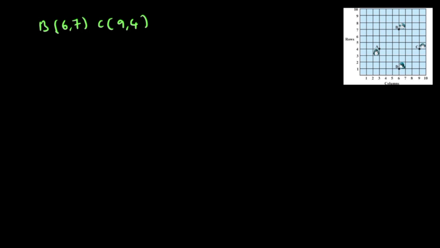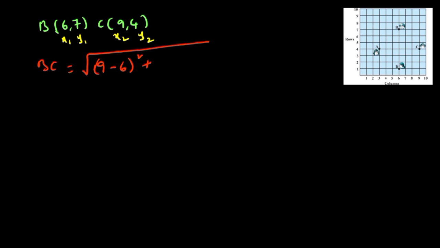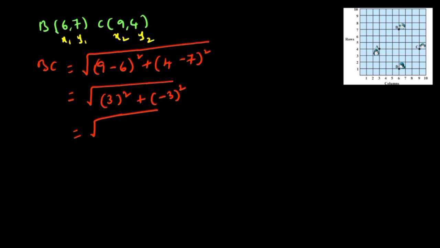So the distance between the 2 points, as usual, this is x1, y1, and this is x2, y2. Now the distance formula, so BC equal to root of x2 minus x1, here x2 is 9 minus x1 is 6, so 9 minus 6 whole square plus y2 minus y1, 4 minus 7 whole square. So that equal to root of 9 minus 6 is 3, so 3 square plus 4 minus 7, again it is minus 3, so minus 3 square. So root of 3 square is 9 plus minus 3 square, again it is 9.